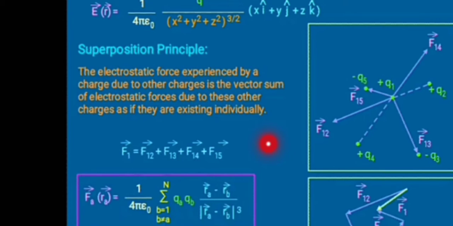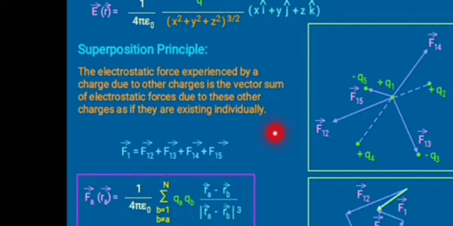F13 is the force between charge 1 and 3, F14 is the force between charge 1 and 4, and F15 is the force between 1 and 5. Then the total force on charge 1 is the sum of forces exerted between charge 1 and the other charges 2, 3, 4 and 5 respectively. Hence F1 is equal to F12 plus F13 plus F14 plus F15.